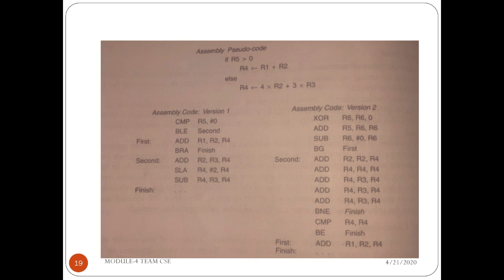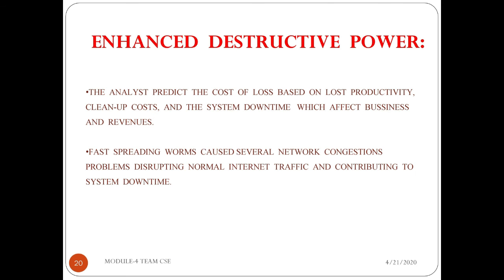The original version 1 and version 2 are represented here, which indicates how the code is going to be affected, how the code is going to be infected with respect to the worms. Next slide, please. Enhanced destructive power. Analysts predict the cost of loss based on lost opportunity, cleanup cost and system downtime, which affect the business and revenues. Next, fast-spreading worms cause several network congestion problems, disturbing normal internet traffic and contributing to system downtime.